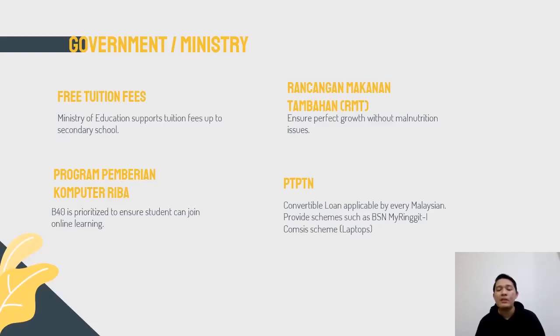Fourth, PTPTN, a form of convertible loan applicable by all Malaysians that pursue studies in tertiary education. In Budget 2021, the government has provided a new scheme called BSN My Ringgit iKongsi scheme, which is to ensure that every student can afford to buy a laptop, which is a need in the current situation.